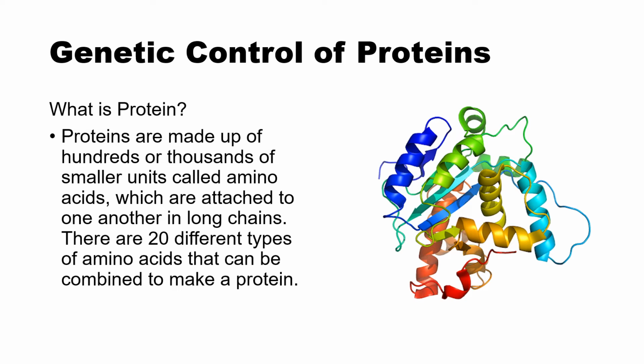Proteins are made up of hundreds or thousands of smaller units called amino acids, which are attached to one another in long chains. There are 20 different types of amino acids that can be combined to make a protein. So, yun yung laging tatandaan. Please remember it. Yung mga protein natin, it is made up of these amino acids. These amino acids, in a sense, are the building blocks for protein.